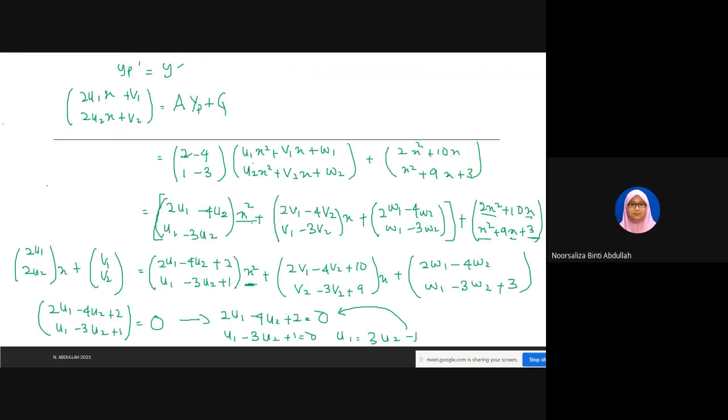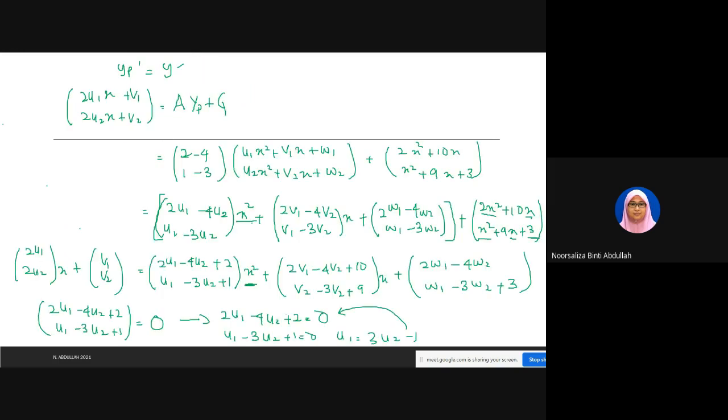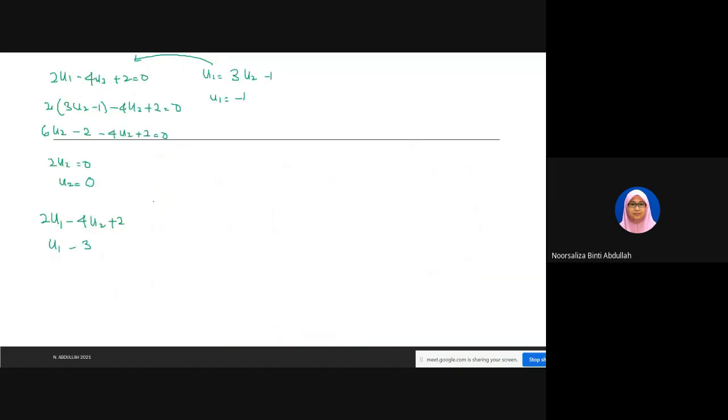Okay, so we settle with x square here, right? Okay, now we look at x. So, this x equals to this x, right? Okay, so now we have 2u1 minus 4u2 plus 2 and then u1 minus 3. Macam saya salah salin je ni. Bukan u kan, v kan?